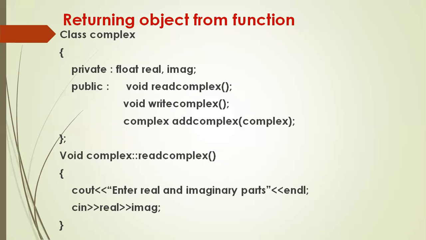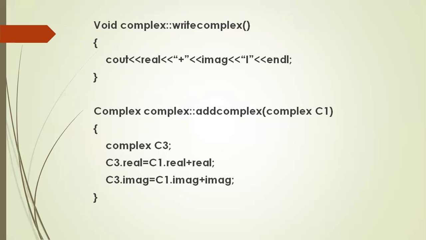First function, read complex, is just similar to the previous example, no need to explain again. Write complex is also the same. The third one is the return type. What is the return type? In the previous example it is void, but here the return type is also complex. Complex means the first complex indicates the return type, the second complex indicates the class name, then scope resolution, add complex, and in the brackets complex C1. So here I'm passing the argument C1.